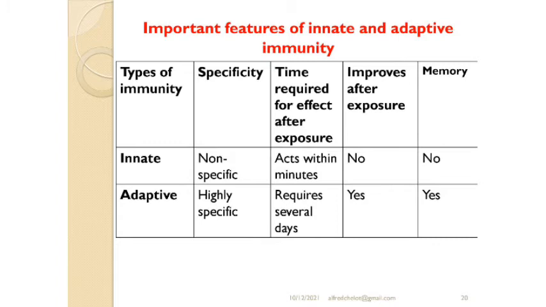Regarding whether it improves after exposure or not, innate immunity does not improve after exposure, whereas adaptive immunity improves after exposure. Regarding memory, innate immunity has no immunological memory, whereas adaptive immunity has immunological memory.